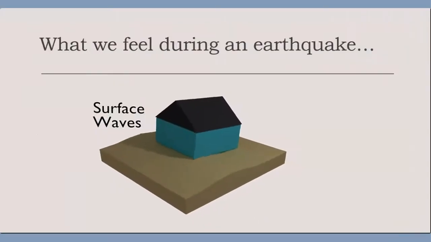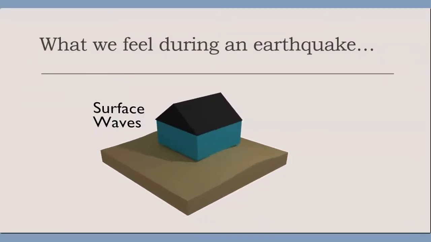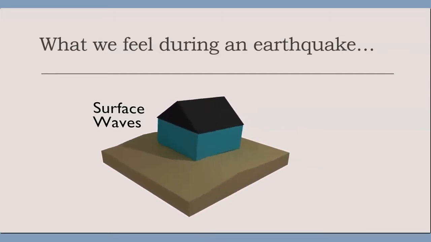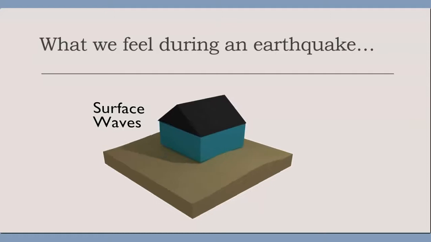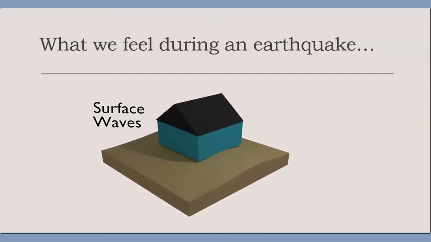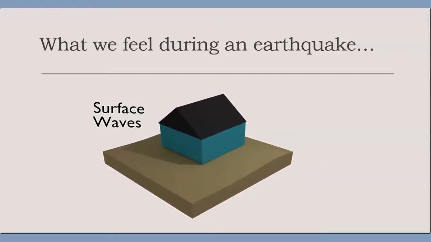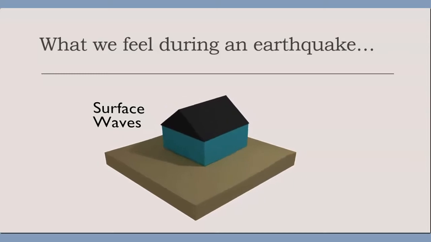In this slide, you see the combined motion of the Love and Rayleigh waves during an earthquake, but remember that we also experience the P and the S waves during an earthquake. And guess what? The closer you are to an earthquake, the closer together in time all of those waves arrive at your location. That is one of the reasons why there is so much destruction near the epicenter of an earthquake.